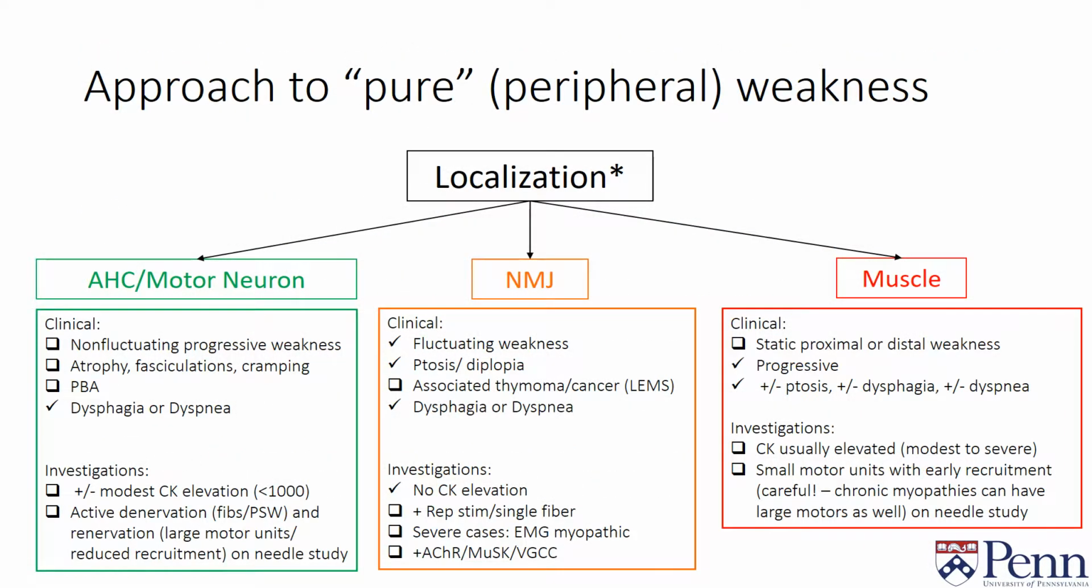So looking at this patient through the lens of our localization outline here, she appears to have fluctuating weakness along with ptosis, and she has dysphagia, which can be seen in any of these motor neuron, neuromuscular junction, or muscle processes. She does not, however, have a CK elevation, which again should raise suspicion that there is not an acquired or subacute myopathic process going on. However, this does not exclude the possibility of motor neuron disease.